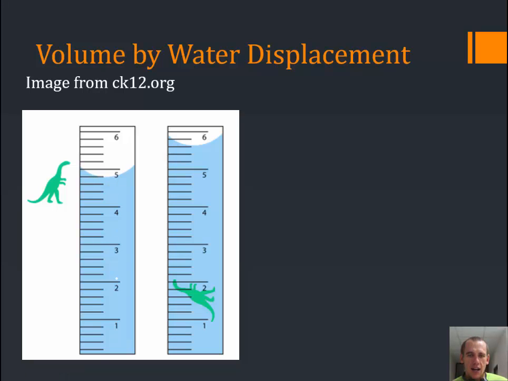Over here we have a graduated cylinder with some water in it. And this curved shape right here in the water, that's because water likes to stick to the sides of the glass, and so it kind of curls up the sides. We measure to the bottom of that curve. That curve is called a meniscus.